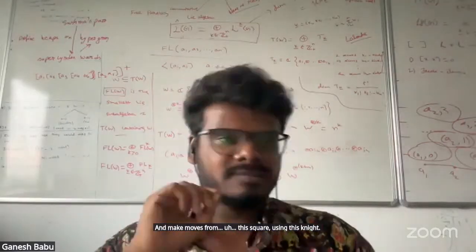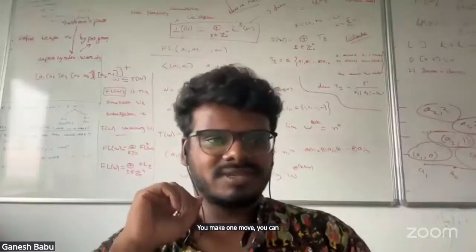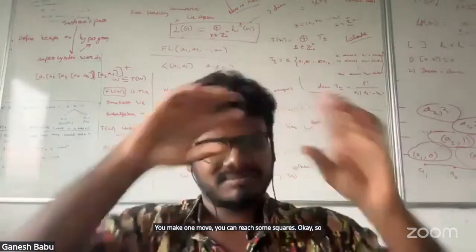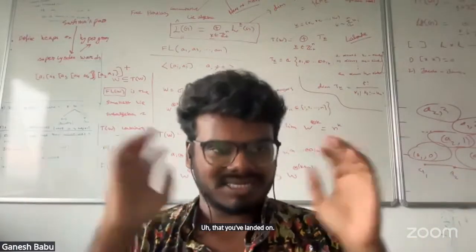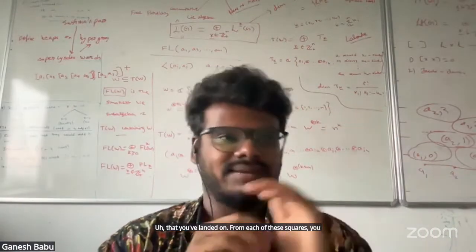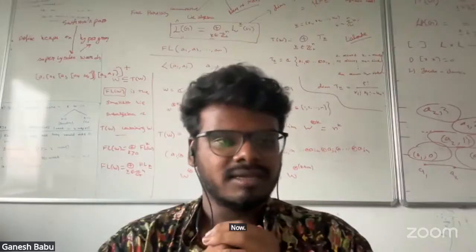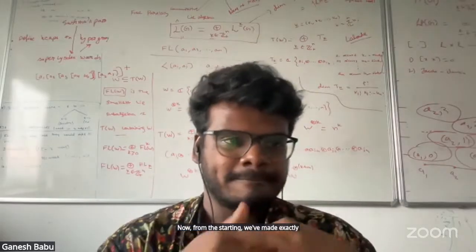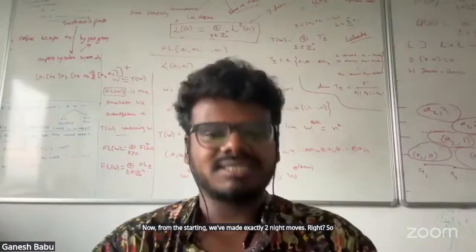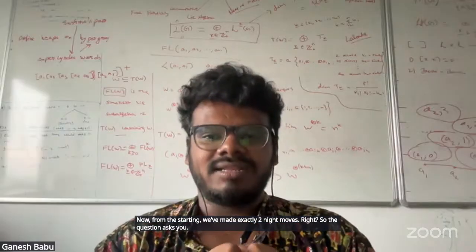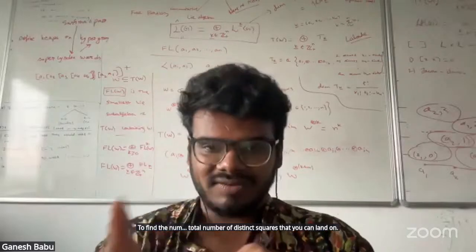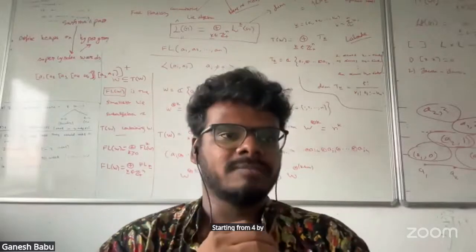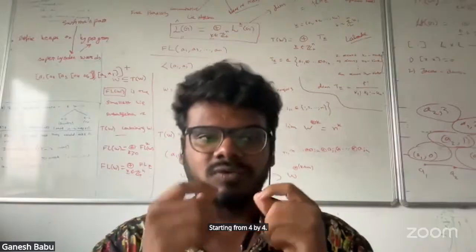You make one move, you can reach some squares. Okay, so you'll have some set of squares that you've landed on. From each of these squares, you make another knight move. Now, from the starting square, you've made exactly 2 knight moves, right? So the question asks you to find the total number of distinct squares that you can land on, starting from 4, 4 in exactly 2 knight moves.